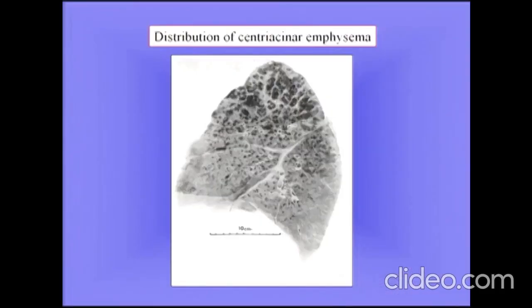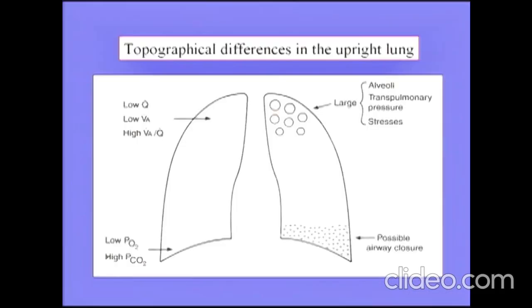Now it turns out that centriacinar emphysema has an interesting topographical distribution in the lung, and you can see this very clearly here. Severe emphysema at the apex of the lung, less as we go down, and the base of the lung is essentially spared. Now, what's the reason for that? Well, I think an explanation is as shown here, and we've talked about this previously in the respiratory physiology sequence.